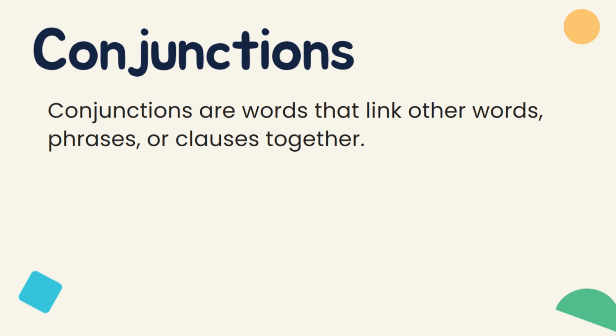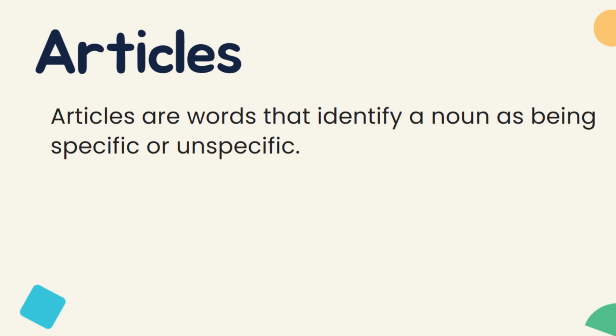And next, lastly, is articles. It is a word that identifies a noun as being specific or unspecific. So those are the different parts of speech that enable us to choose the right words in order for us to create sentences in an essay. So let's proceed to our quiz.